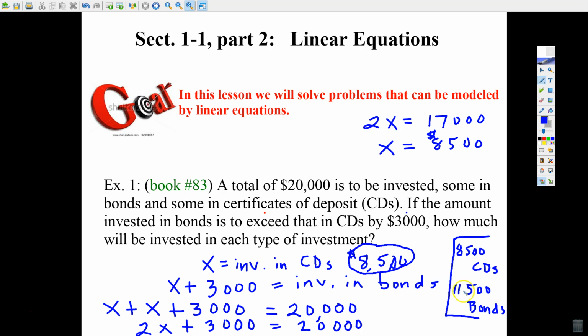Which means 3,000 more than that would be our bonds investment. So here's your final answer. Okay, so that's the kind of thing that you're going to be doing on the assignment. Any questions on that first one? You typically will look at the question, and that's going to help you know basically how to set up the variable.